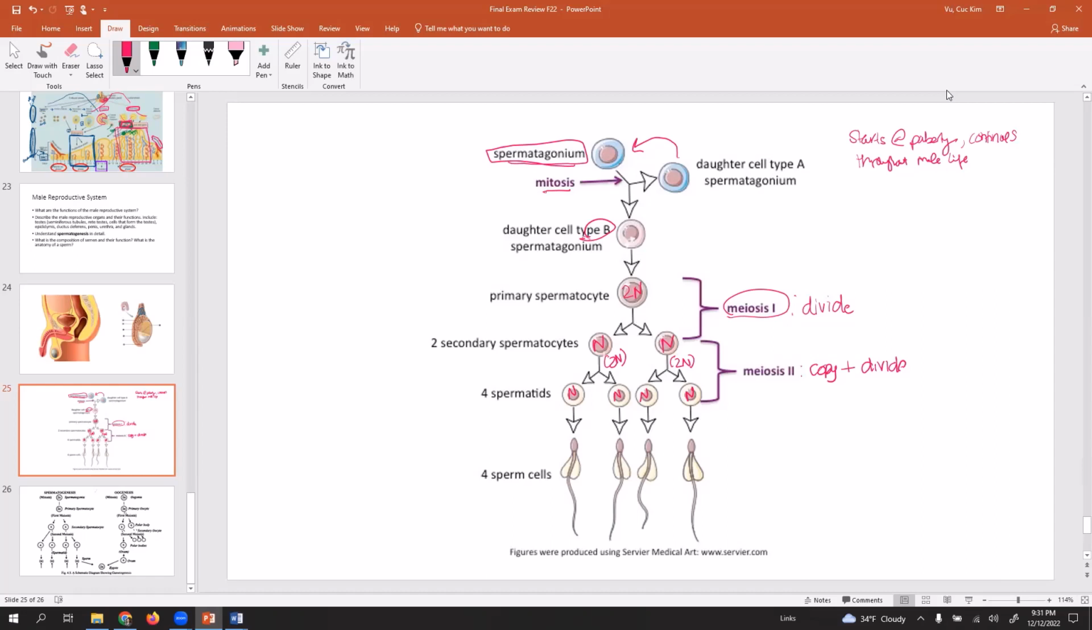So copy and divide. But here, let's go back to the primary spermatocyte. Just like in the oogonia, I talked about the 23rd chromosome. The 23rd chromosome is going to be what here? X and Y. Exactly. So that means that when it divides, one will go over here, one will go over here, and if it copies, it's going to look something like this.